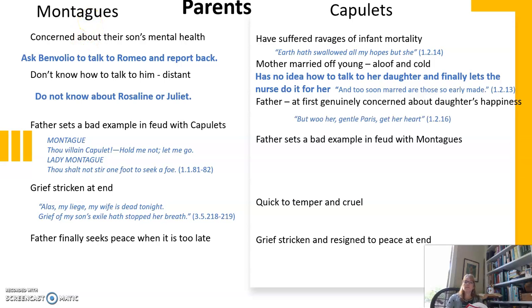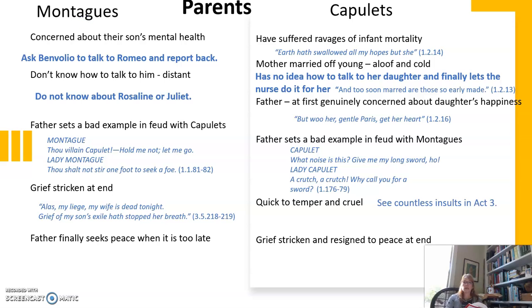The father at first is genuinely concerned about not marrying his daughter off right away, but getting Paris to woo her first and earn her heart. The father also sets a bad example, asking for his sword right away and wanting to go fight the Montagues. He is quick-tempered and cruel. We can see this in Act 3, Scene 5, where he reels off a whole list of horrible Shakespearean insults toward his daughter. But he also is grief-stricken and resigned to peace at the end.